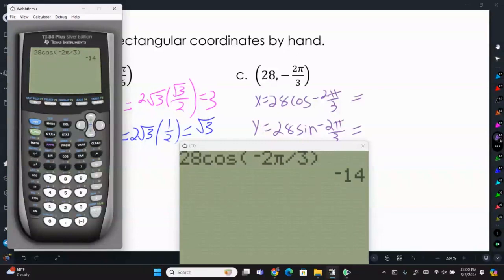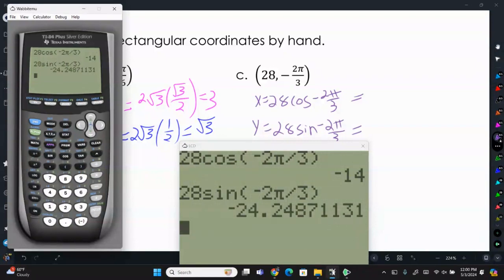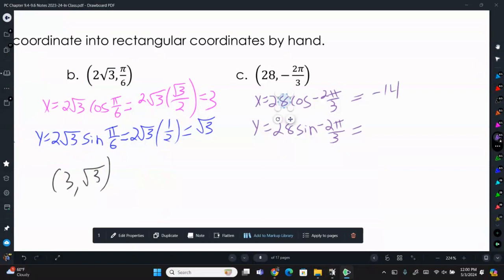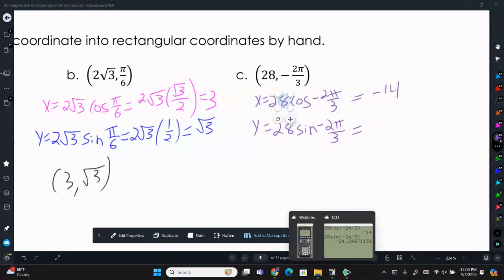We get negative 14. And then if we change this cosine to sine, we get negative 24.25. So negative 14 and negative 24.25.